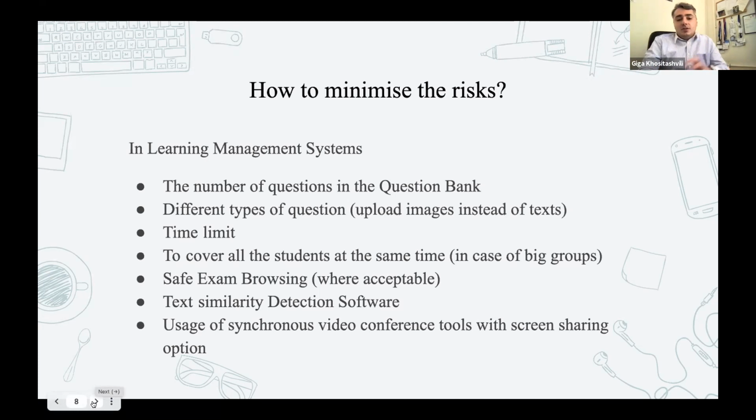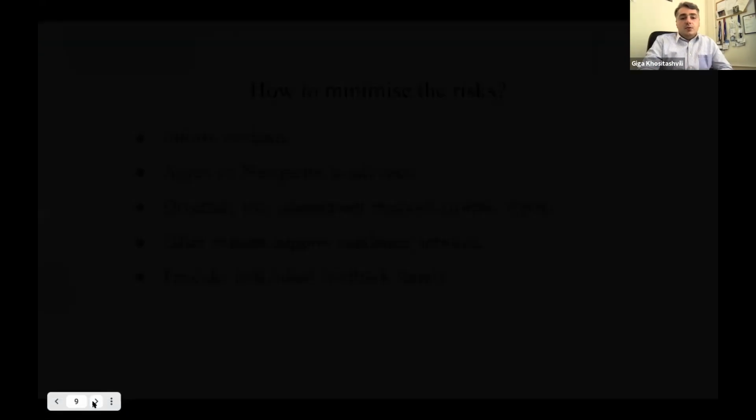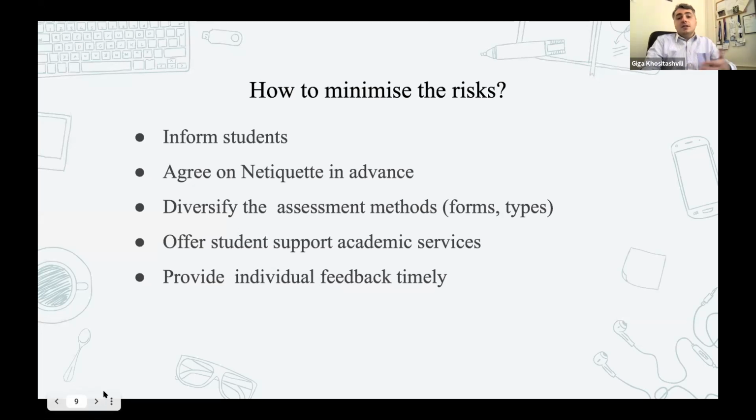So I've just briefly mentioned that the safe exam browsing functionality was just added into the new version of Moodle, and that was from the administrative side. From the side of instruction and academic staff, what we can do is inform our students and agree on etiquette in advance. We have to explain to our students in the very beginning that we are familiar with that kind of misconduct, and we are trying our best to minimize those risks.